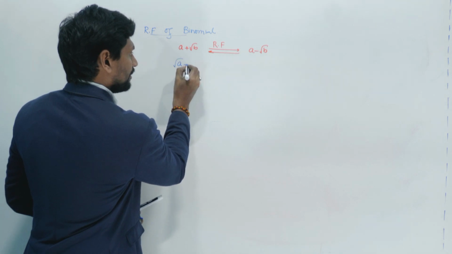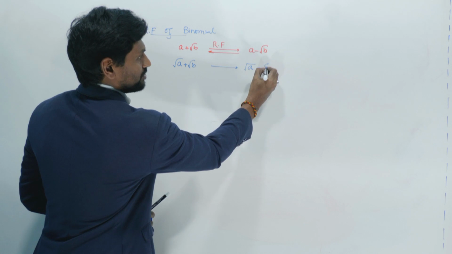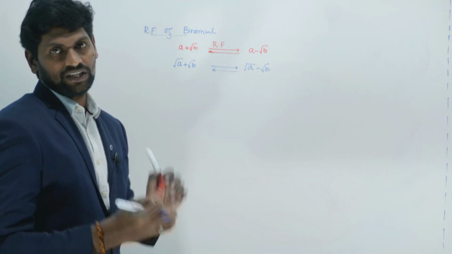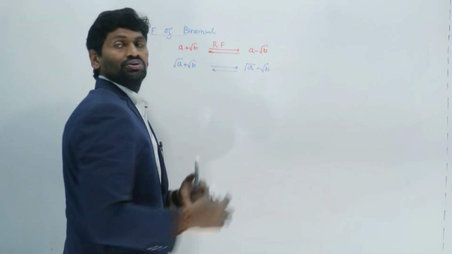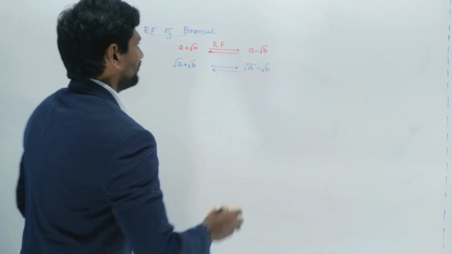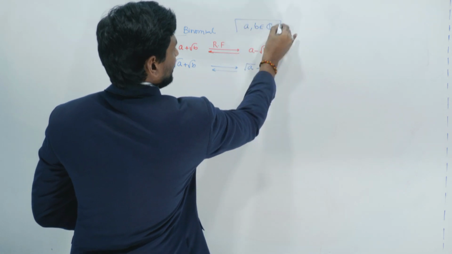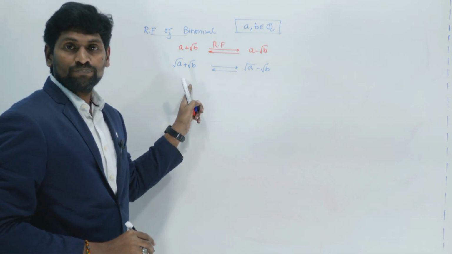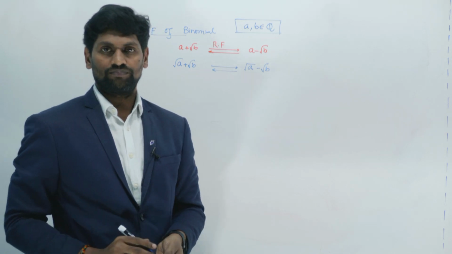Similarly, root a plus root b, the rationalizing factor is root a minus root b, and root a minus root b, the rationalizing factor is root a plus root b. If you have a doubt, you can check. Multiply these two, you should get a rational number. That means if a, b are any two rational numbers, root a plus root b multiplied with root a minus root b gives a rational number. Okay?